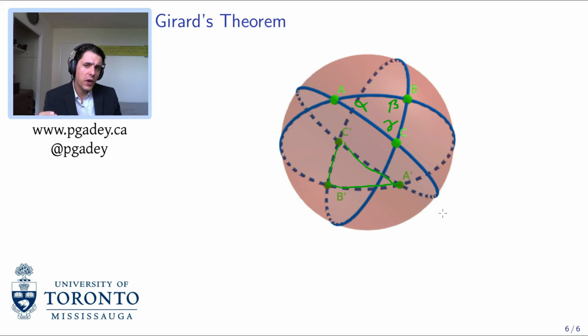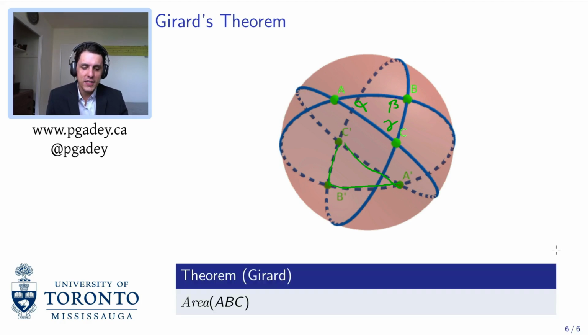So what Gerard's theorem allows us to do is calculate the area of the spherical triangle ABC with the following elegant formula. The area of the triangle ABC is the sum of the angles minus pi. So this gives us a very simple and direct way to calculate the area of triangles on spheres, and we're going to investigate this formula in class.